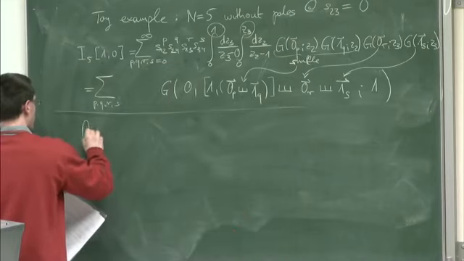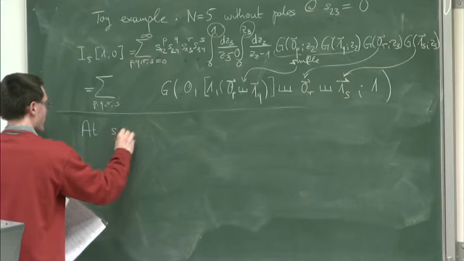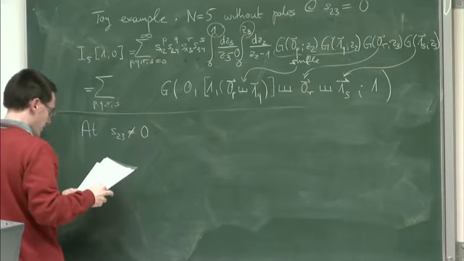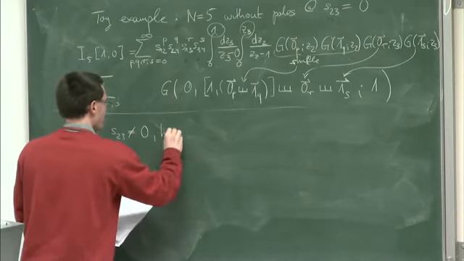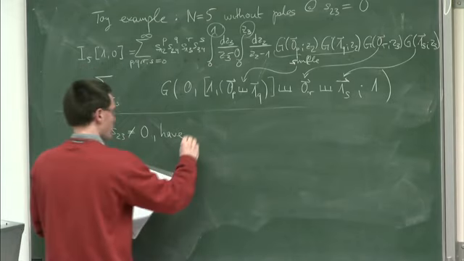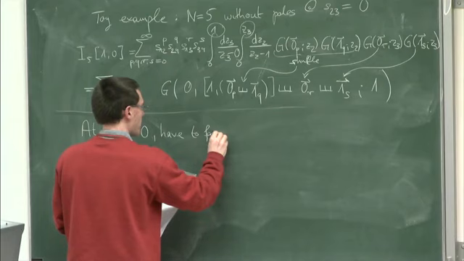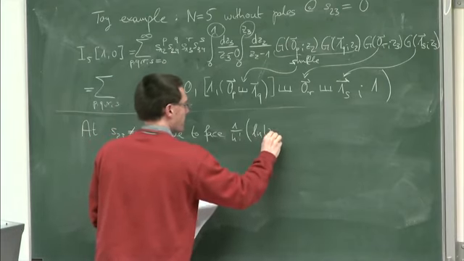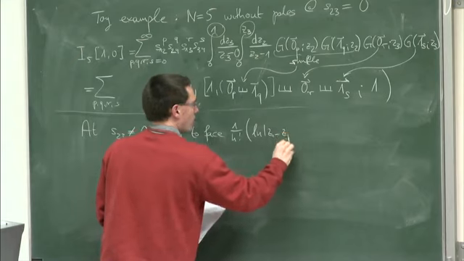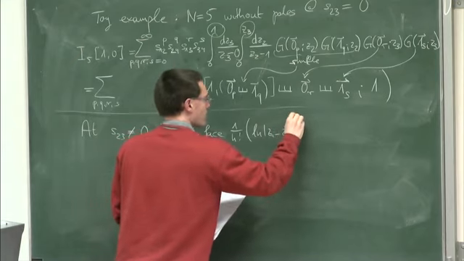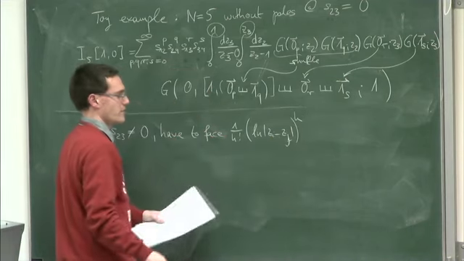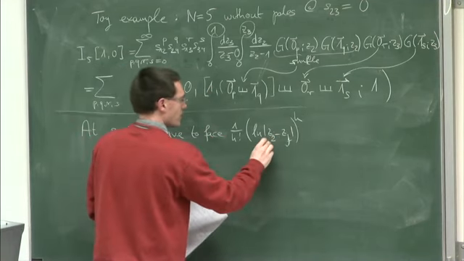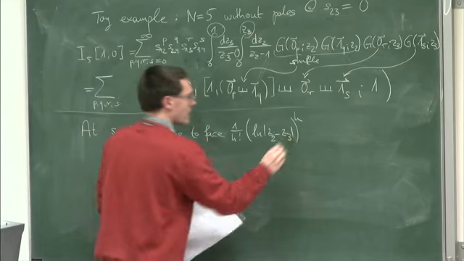But now let's get a bit serious and drop the restriction to S23 equals 0. What if you keep it alive? Then you have to face a superficial complication. You then have to face powers of the logarithm where both the integration variables Z2 and Z3 enter.